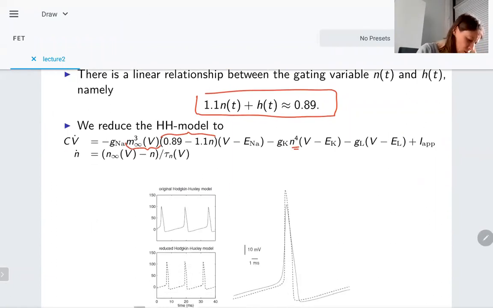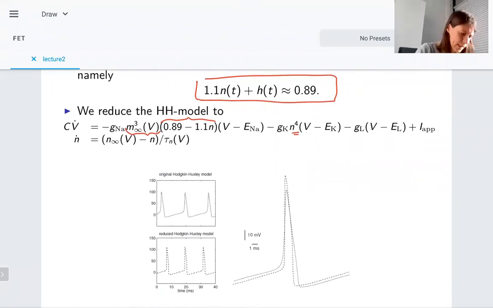Okay. So here I'm showing in this picture simulations of the original Hodgkin-Huxley model for 4 dimensions and the reduced Hodgkin-Huxley model that I just presented here, which is 2-dimensional. As you can see, of course, it's not exact, but for the purposes of this study, it's good for us. Okay. So there are other 2-dimensional models that are also very well known and that I'd like to mention here.